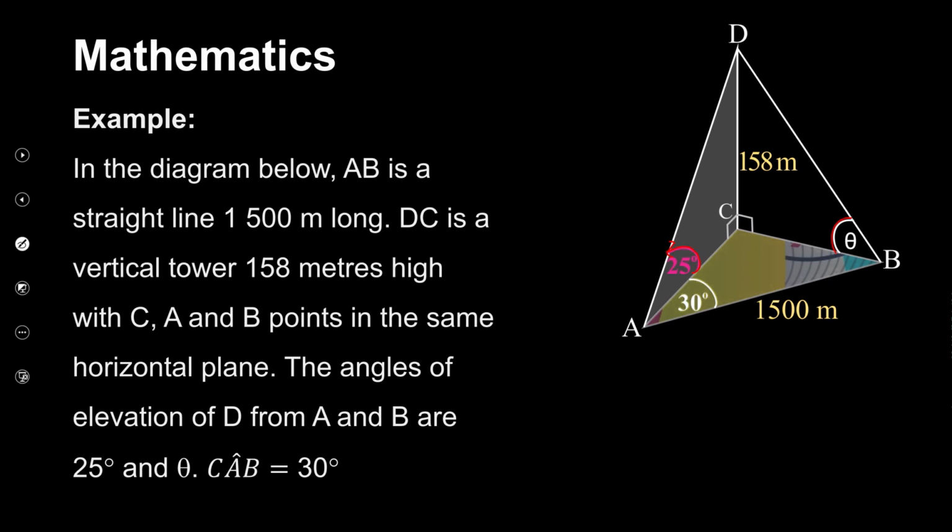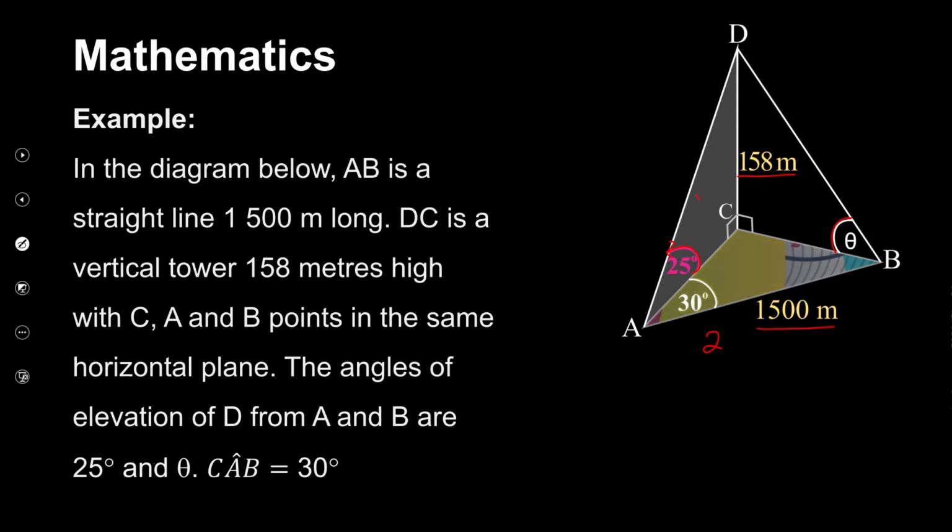And in both these right angle triangles, we've got 158 meters being the opposite side. They've given us that 1,500 is the line AB, and it belongs to this green triangle, which is on our horizontal plane at the base. The only information we have for this triangle is 30 degrees and 1,500 meters, which means we only have 2 bits of information, which is not enough to solve a non-right angle triangle.